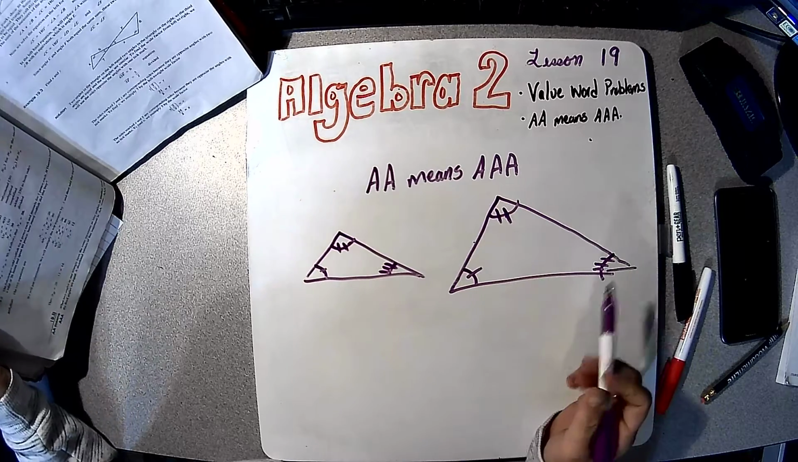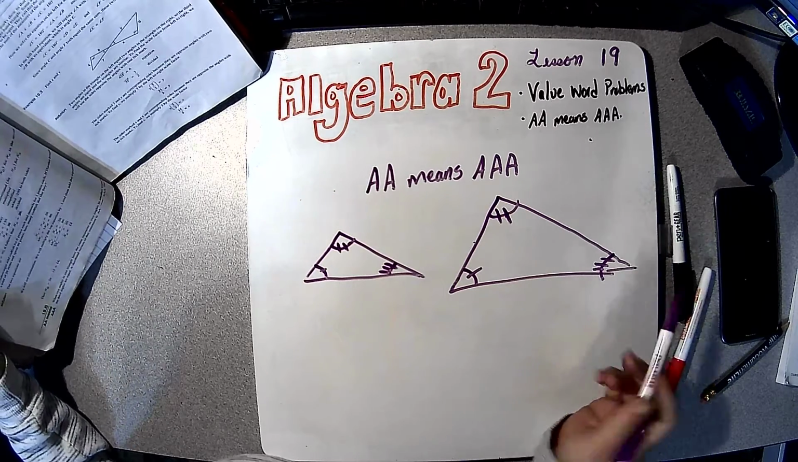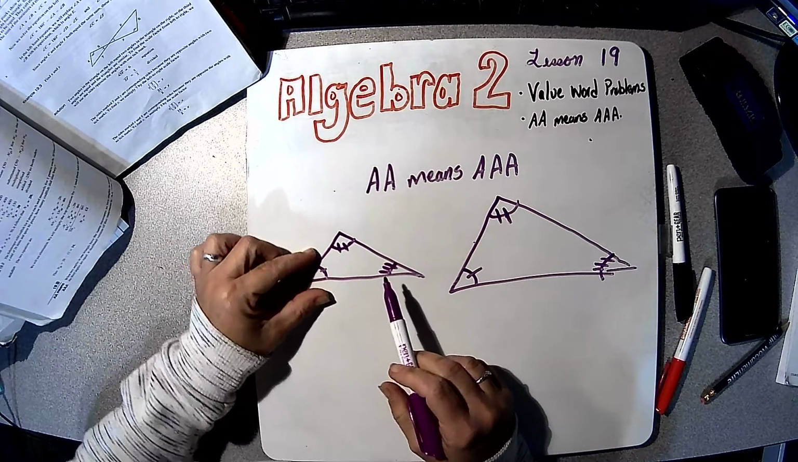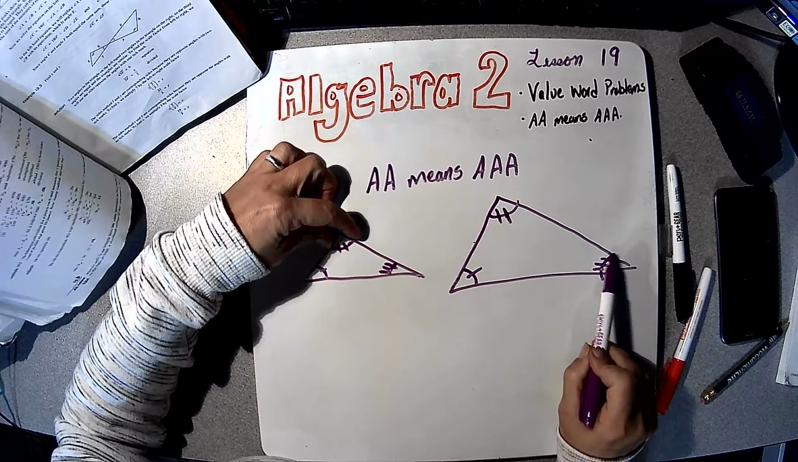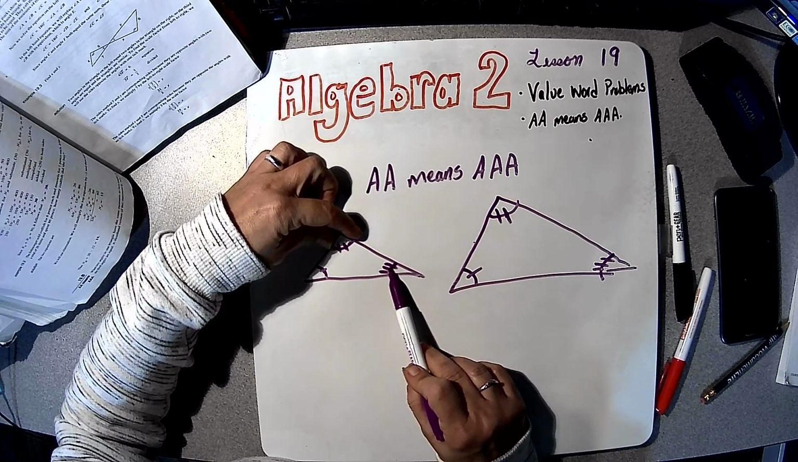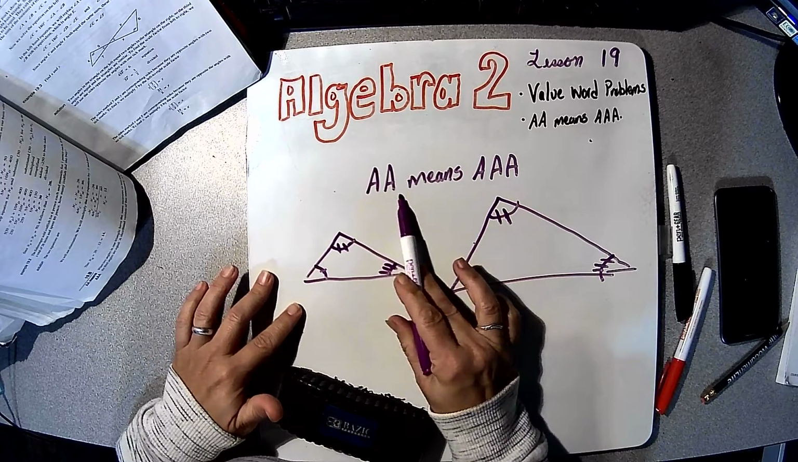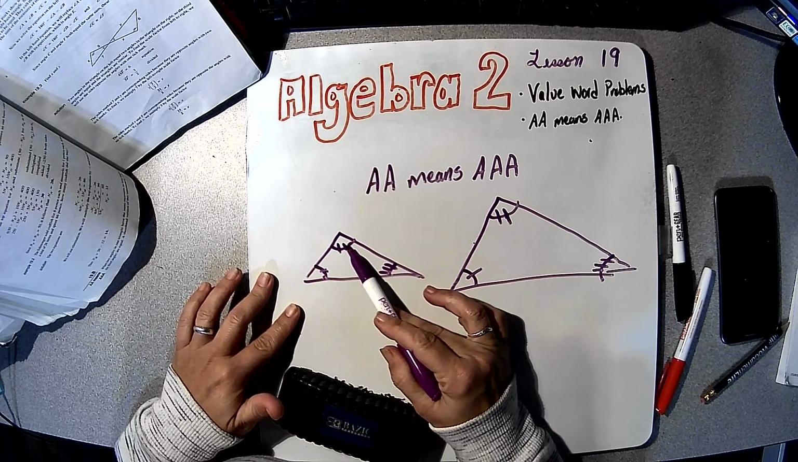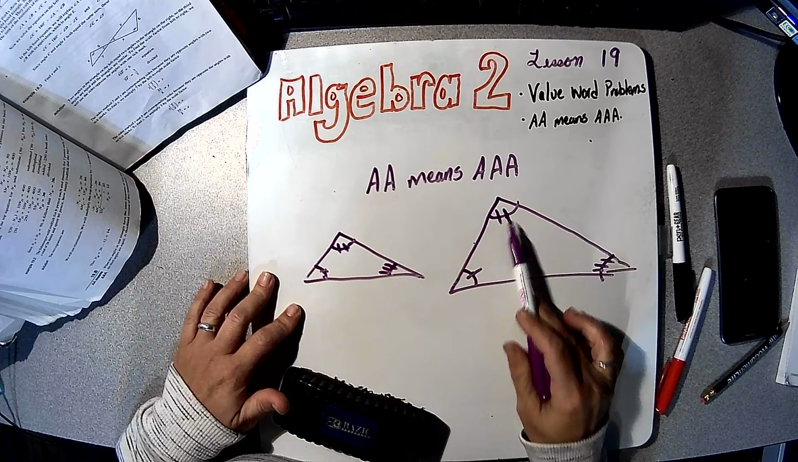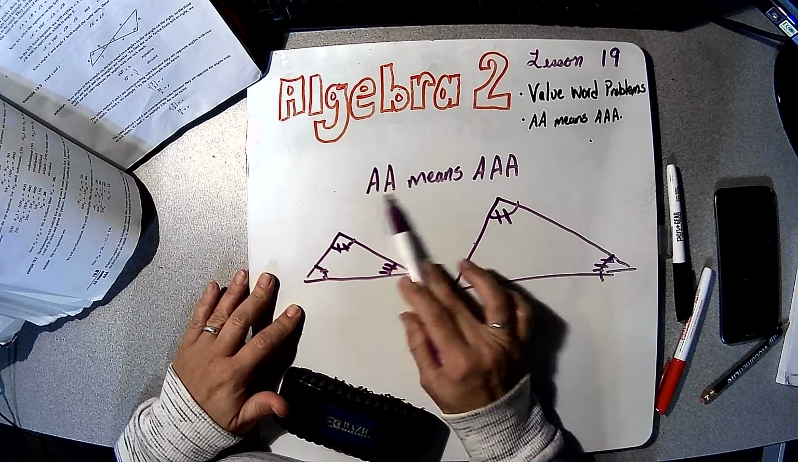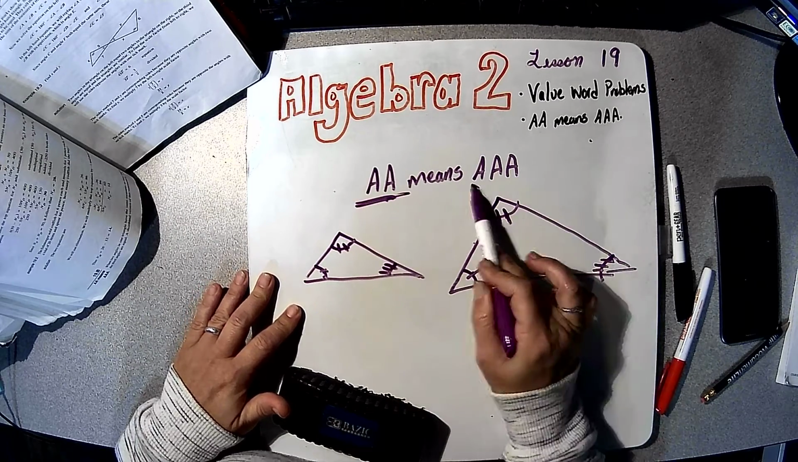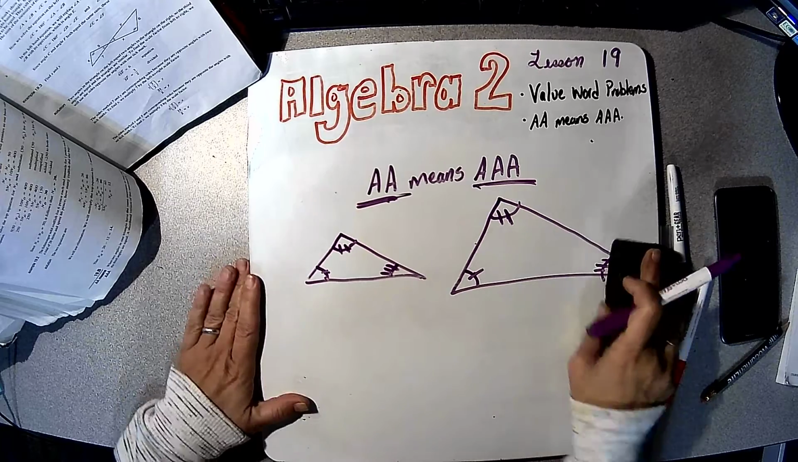Okay? We're going to prove that later in a different lesson, but obviously if this angle is the same and that angle is the same, then this angle has to be the same as that one. Okay? So it means angle, angle. If you have two angles that are the same, then the third angle has to be the same. So if we have two angles that are the same, then all three angles must be the same.